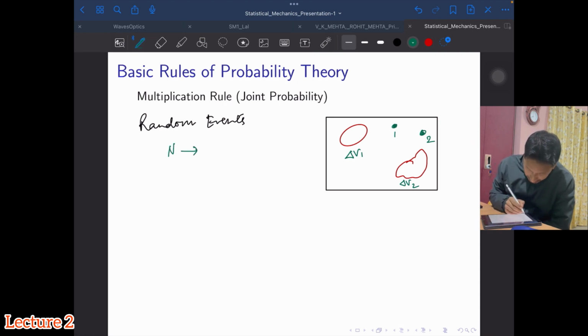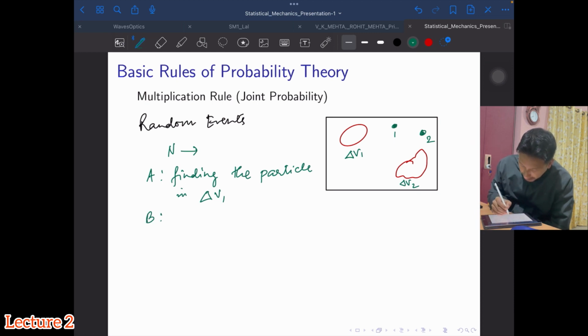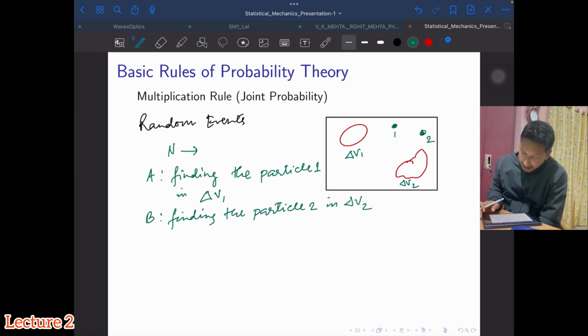So the event A that I am defining now is finding the particle in region delta V1. So what is event B for me? Now find the particle 1. Event B, which has to be independent of this, so I am defining another event, finding the particle 2 in delta V2.